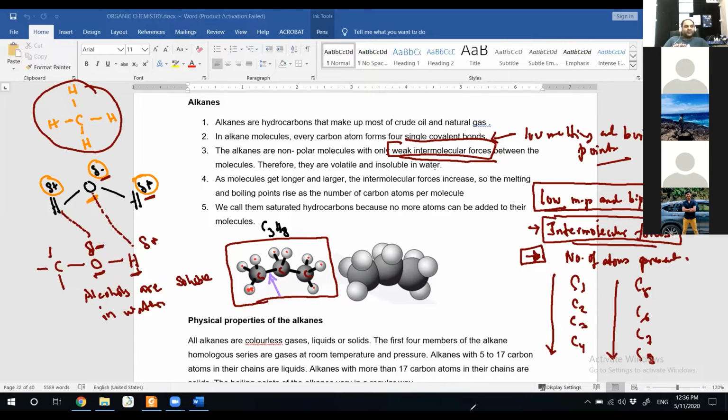Let's not go there. What is the name of the bond I showed as an arrow? These are the bonds between the carbon atoms. What is the name of that bond? Covalent bond. Exactly. So this is a covalent bond. Atif, did you understand? Yes, sir.